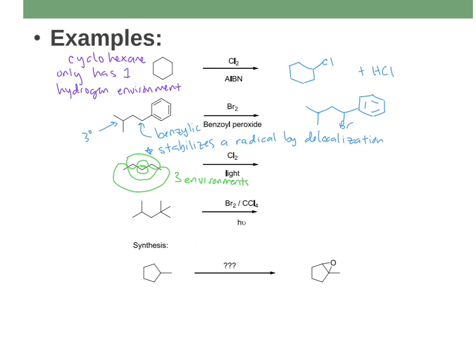So I know, again, I'm going to get at least 3 different products. And so I'll draw those 3 products, right? I'll draw one where I have a chlorine in that outermost environment. I'll draw one where I have a chlorine on the innermost environment, actually, which would give me 2 stereoisomers, right?